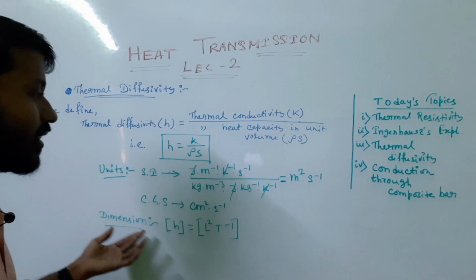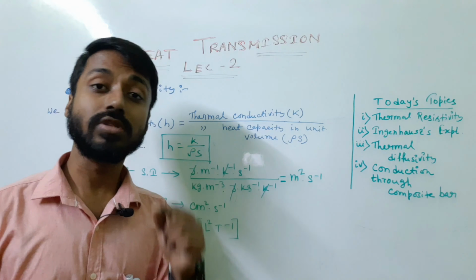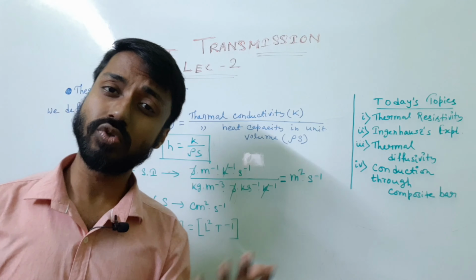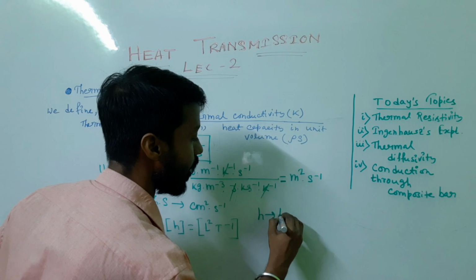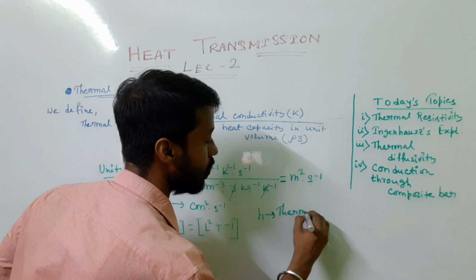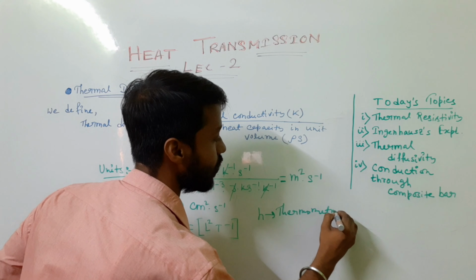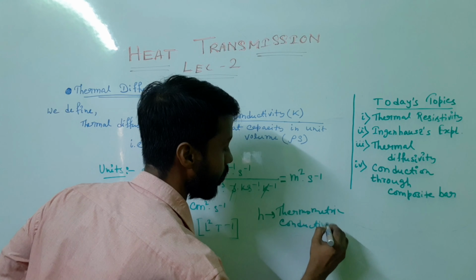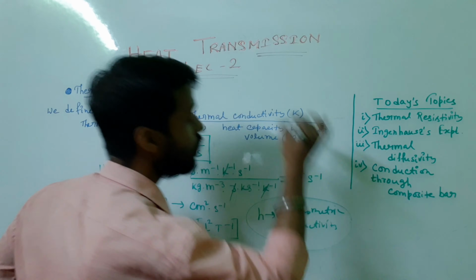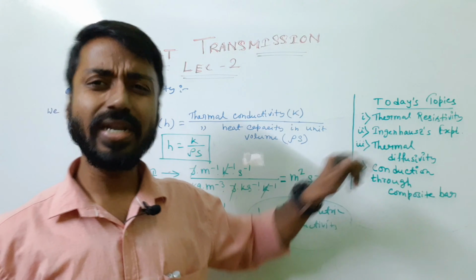So that is thermal diffusivity. One thing to know, thermal diffusivity is also called thermometric conductivity. H is also called thermometric conductivity. Okay. So this one is the part of thermal diffusivity.